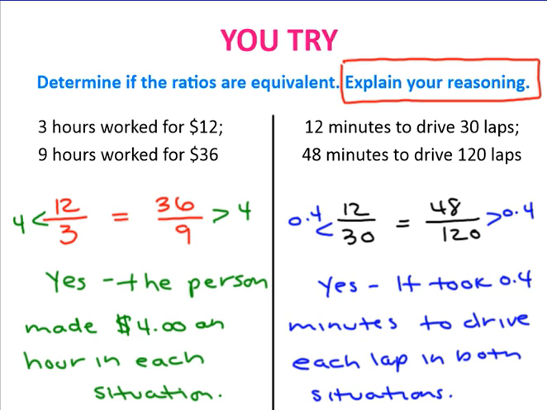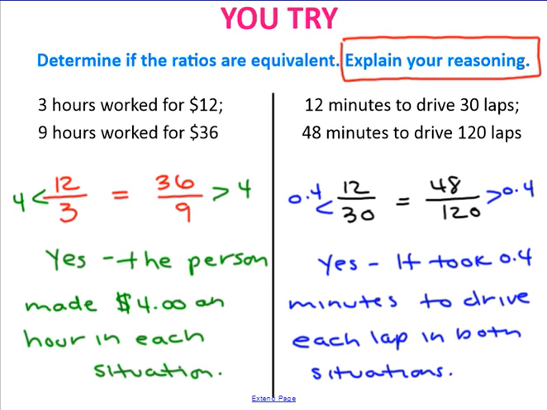All right, go ahead and pause if you're not done. If you are done, let's go over it. So in both situations, they were equivalent ratios. In the first situation, it was equivalent because the person made $4 an hour in each situation. In the second example, it was an equivalent ratio because it took 0.4 minutes to drive each lap in both situations.